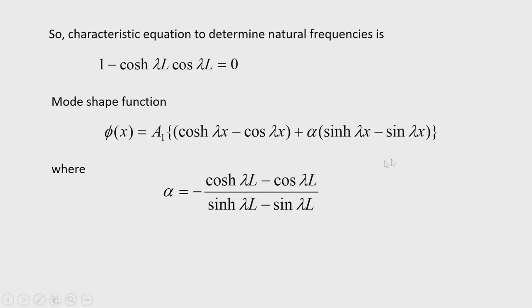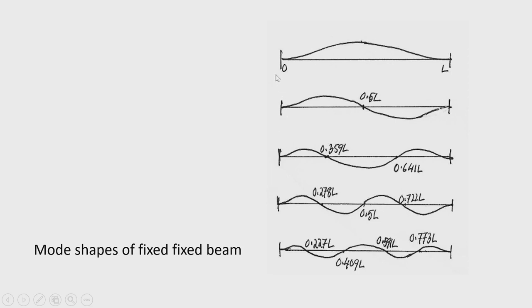So the mode shape function is this, where the constant alpha is obtained as cosh lambda l minus cos lambda l divided by sinh lambda l minus sin lambda l, where the negative sign is associated here. Okay. So the mode shape function, if I draw, I will get like that. You can see at the fixed end, the displacement and slope both are 0. So this is the first mode, this is the second mode. So this is looking like a simply supported mode shape, but you can see the difference here. Here, if you draw a tangent, it will be horizontal, whereas in the simply supported case, the slope was not 0 at the end.